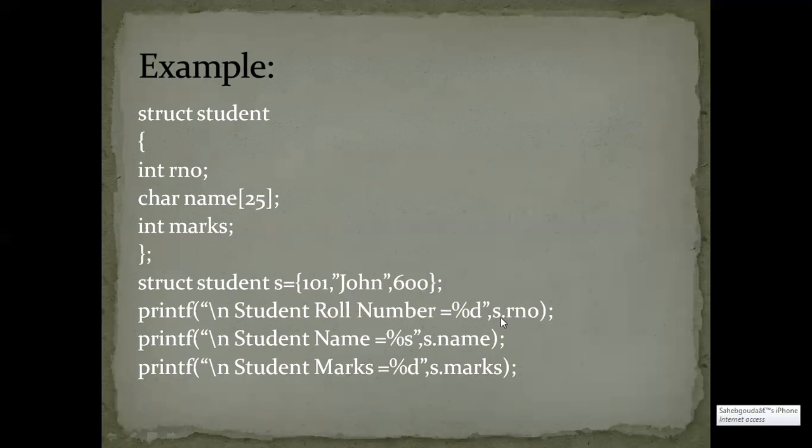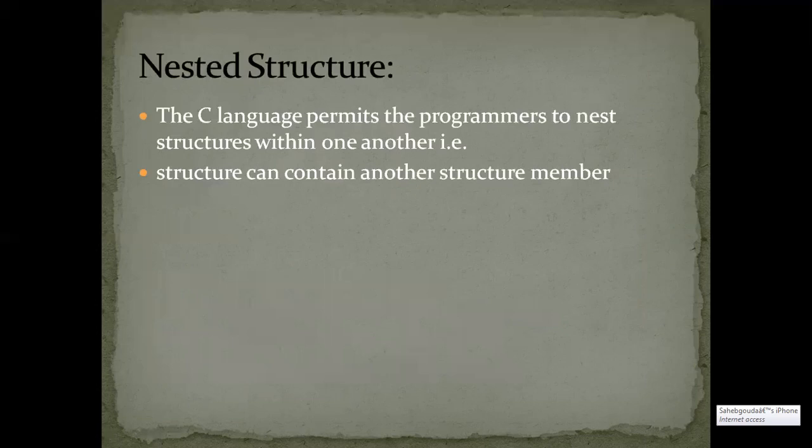The student roll number is s dot roll number. This dot is nothing but the dot operator. So I'm accessing the roll number of which student? Are you getting it? The second one is s dot name, the name of the student. And s dot marks, the marks of the student. So this is how we make use of the dot operator. Understood this concept?